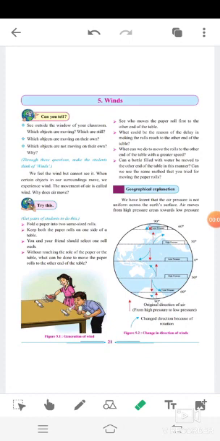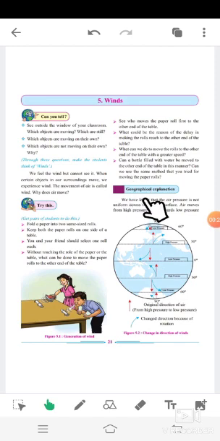Today I will teach standard 7 geography, chapter number 5, that is winds. We feel the wind but cannot see it. The movement of air is called wind.